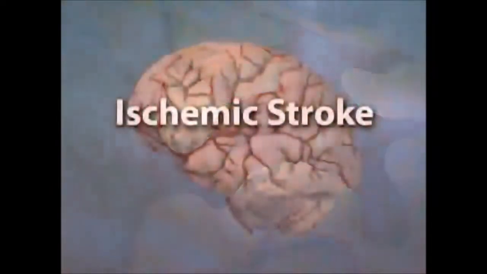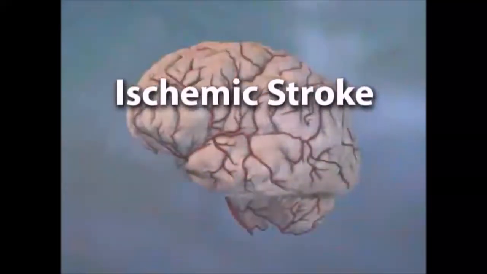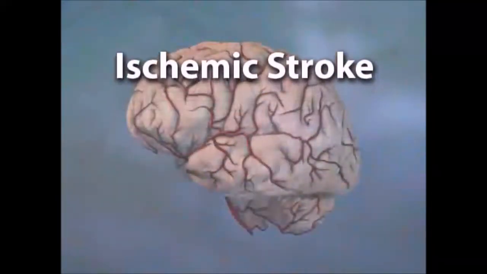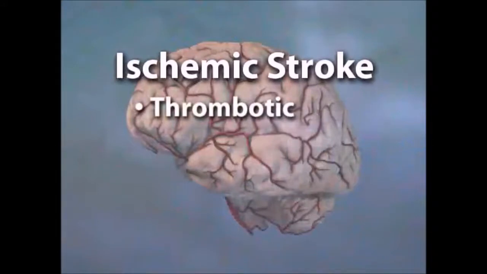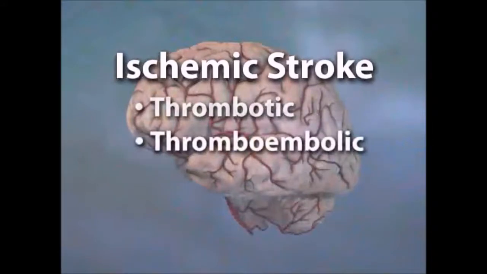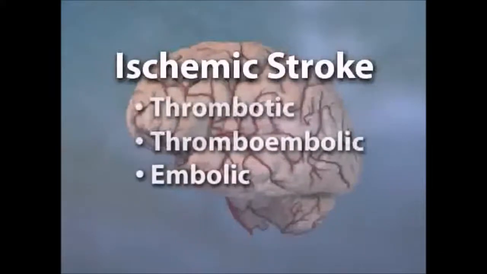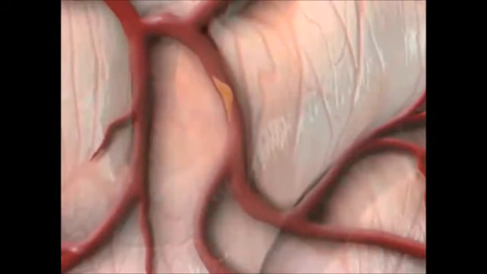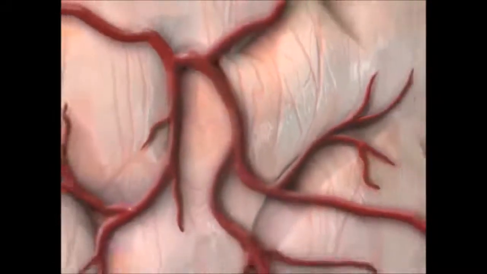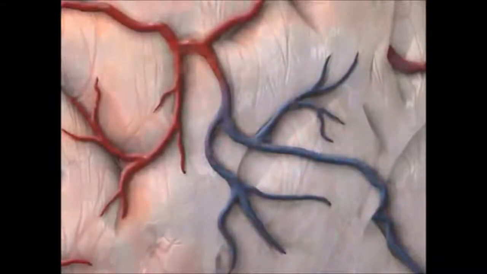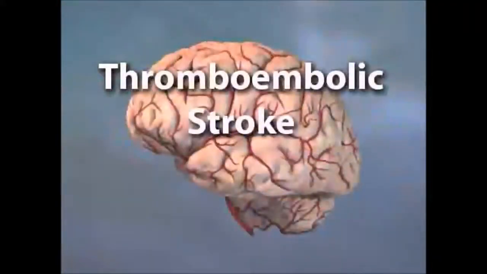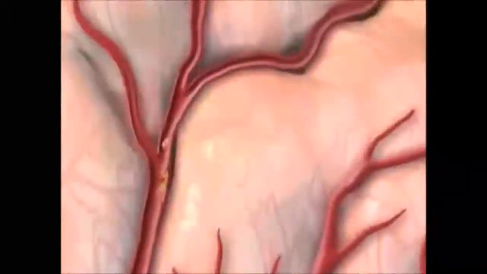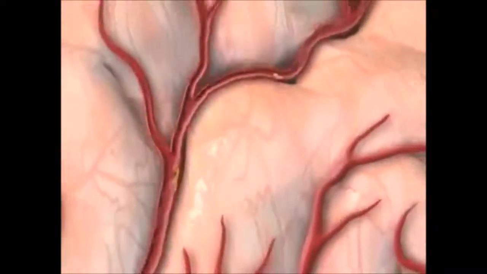The second type of stroke is ischemic stroke, which occurs when blood flow through a vessel is blocked. There are three categories of ischemic stroke: thrombotic, thromboembolic, and embolic. A thrombotic stroke occurs when flow in a blood vessel in the brain is obstructed by arteriosclerosis. A thromboembolic stroke occurs when a clot breaks off from an arteriosclerotic plaque and lodges in a downstream vessel blocking blood flow.